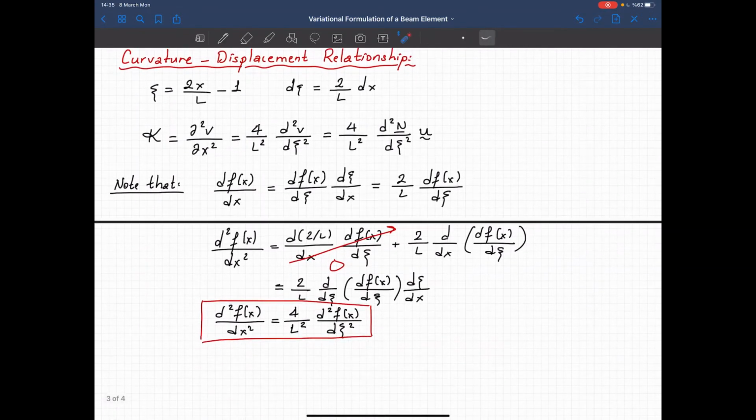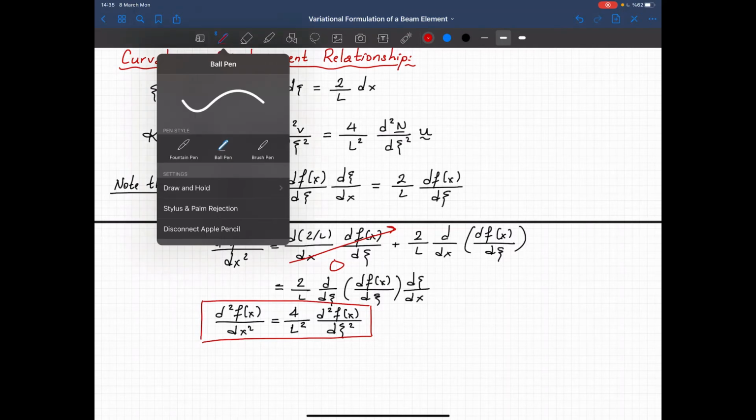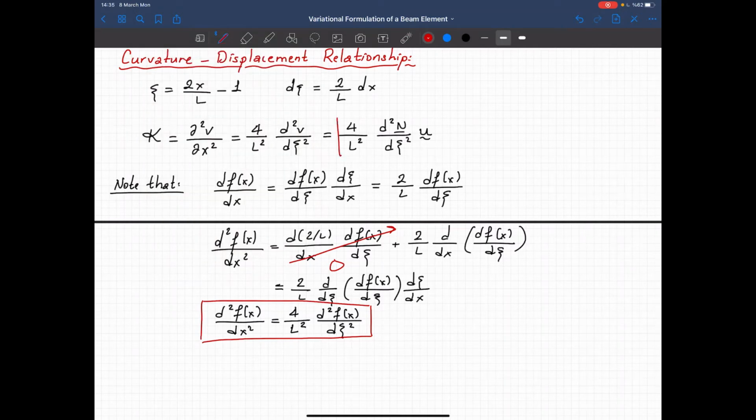Right, let's come back to that expression. Now we find out that the curvature is equal to the second derivative of the shape function multiplied by 4 over L squared. Okay, and remember that according to our definition, this part of the equation is called our B matrix. That will be the curvature displacement relationship.